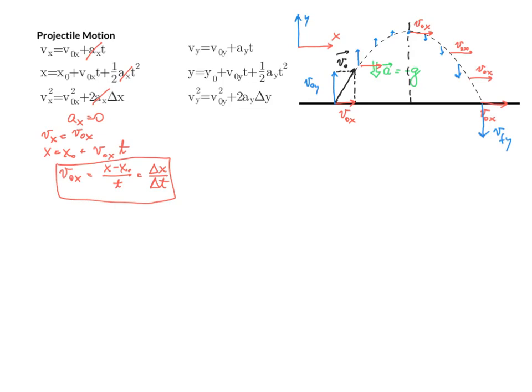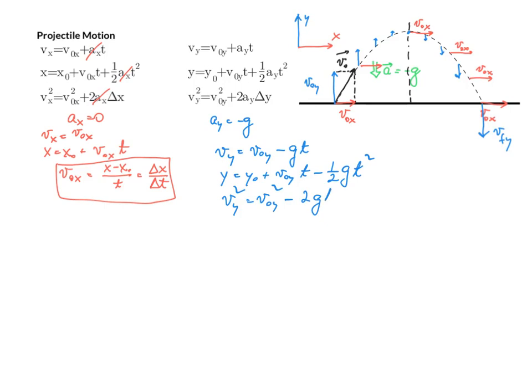Now let's look at the y direction. So we know that in the y direction, the acceleration is negative g. So if I rewrite all my equations, then I have v sub y equals v naught y minus gt. Then y equals y naught plus v naught y t minus 1/2 g t squared. And v y squared is v initial y squared minus 2g delta y.